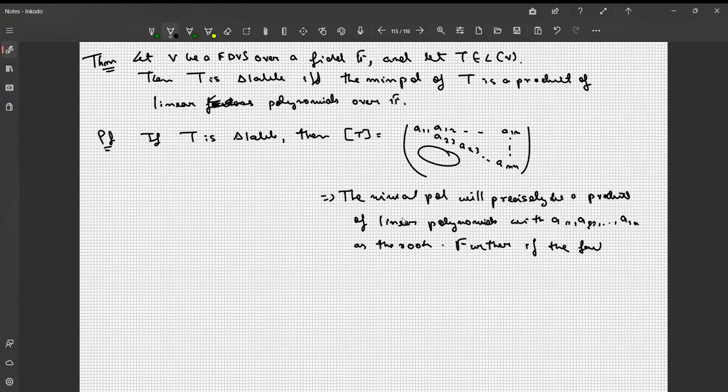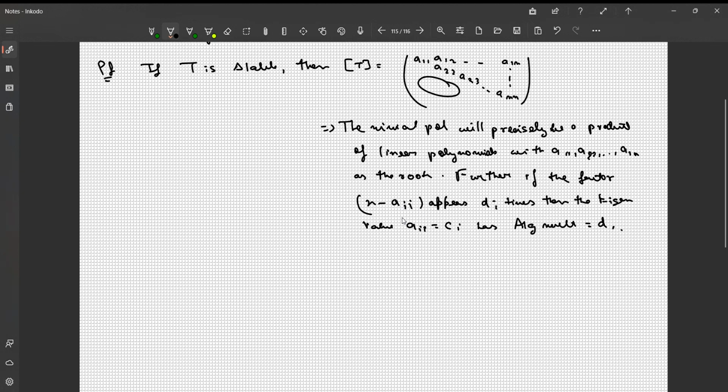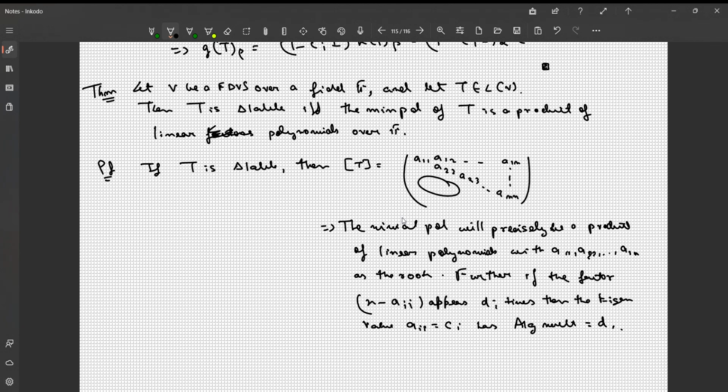Further, we can say this in this form. Further, if the factor x minus aii appears di times, then the eigenvalue aii equal to some ci has algebraic multiplicity equal to di, right? So it's obvious, right?